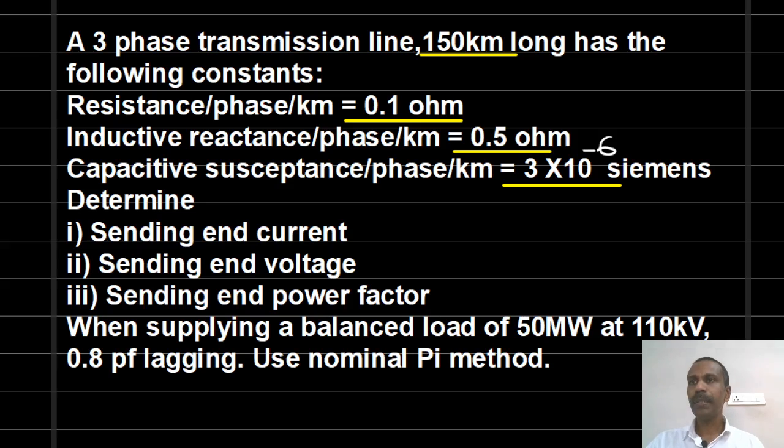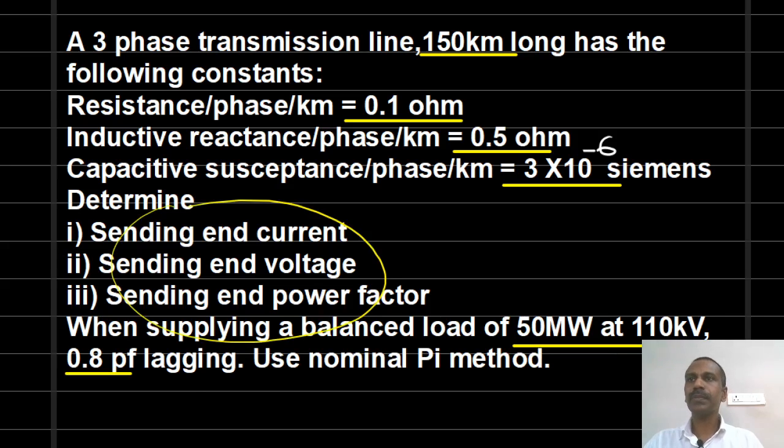Susceptance is same as admittance. It is the inverse of reactance. The receiving end power is 50 megawatt at 110 kilovolt. Power factor is 0.8. We need to find out the sending end parameters.